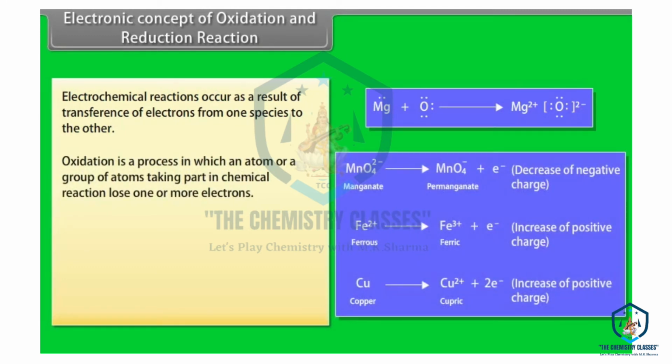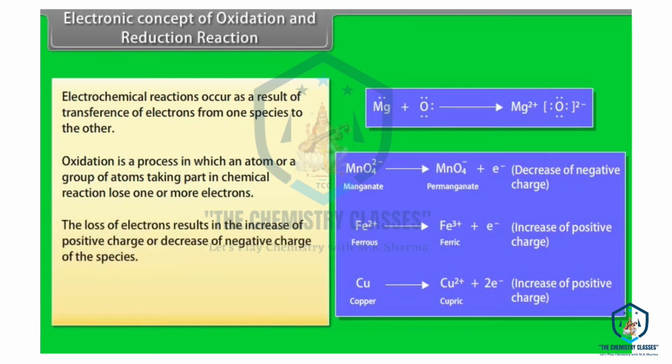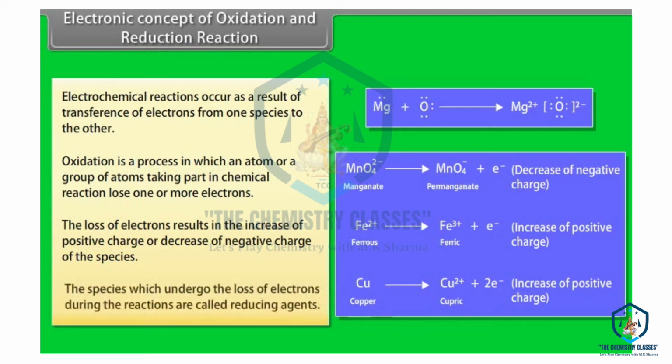Oxidation is a process in which an atom or a group of atoms taking part in a chemical reaction loses one or more electrons. The loss of electrons results in the increase of positive charge or decrease of negative charge of the species. The species which undergo the loss of electrons during the reactions are called reducing agents. MnO4 3-, Fe2+ and CO are reducing agents in these examples.